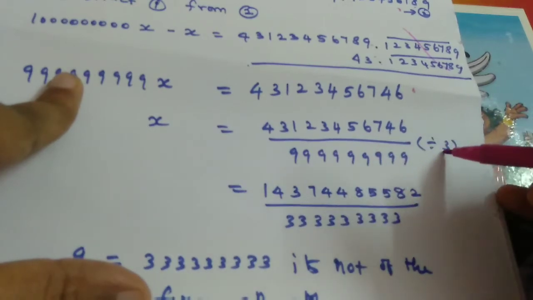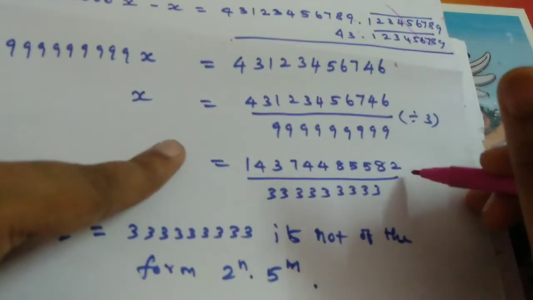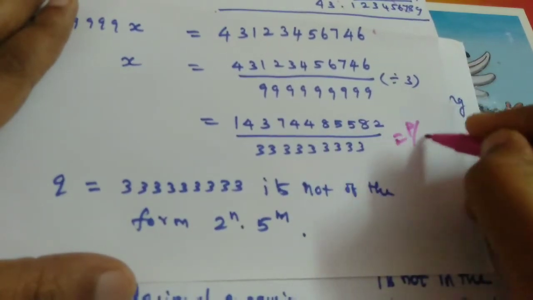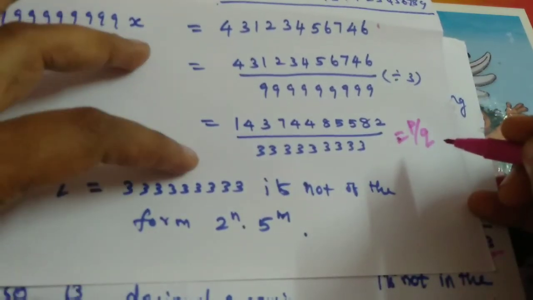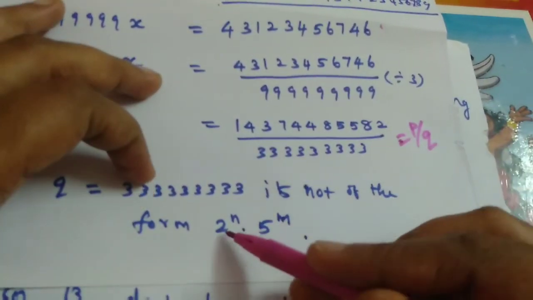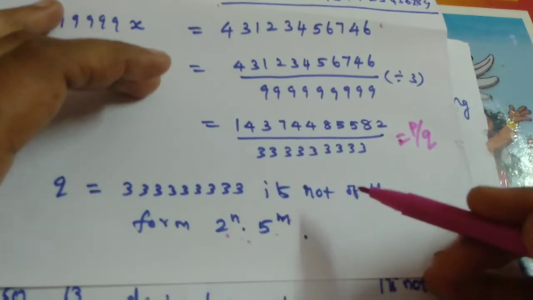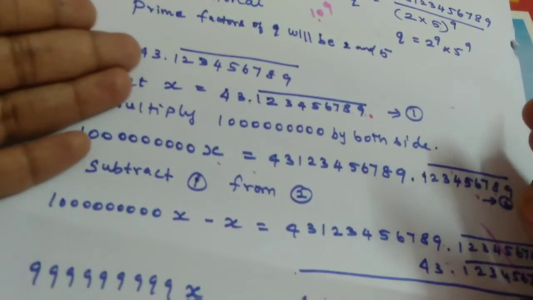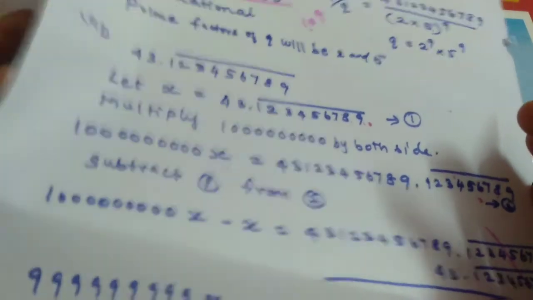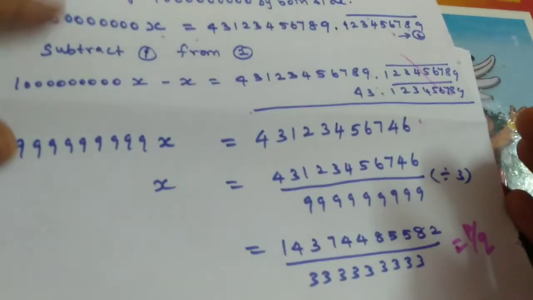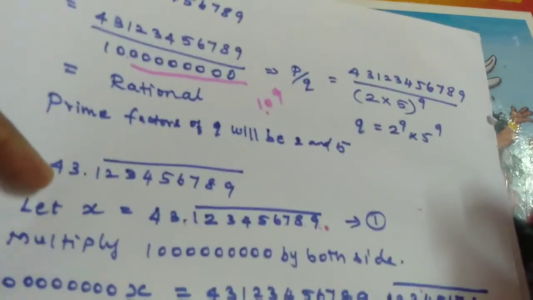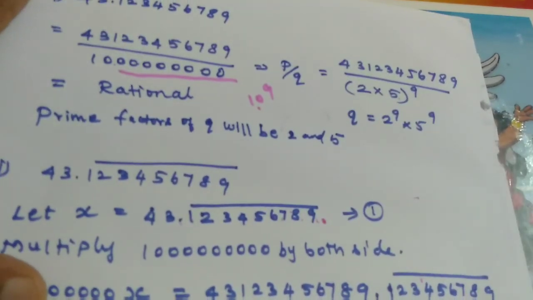So this number is in multiplication with x, so on the other side it will be division. Both are divisible by 3, so 3 is a common factor. Now in this P by Q format, Q is 333. It is not in the form of 2 power m into 5 power m, so it is non-terminating and repeating. Okay, is it clear? I hope you understand. Practice this exercise. Thank you.